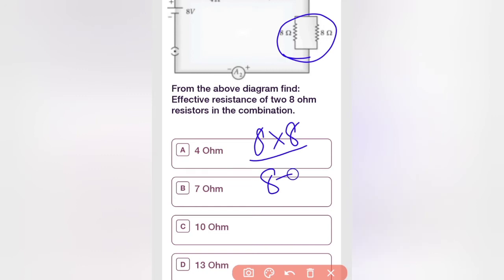The formula will be R1 into R2 divided by R1 plus R2. And it is of same resistance value, so you can take half of that. We have already seen. So 64 divided by 16 is going to be 4 ohm. So the total resistance would be 4 ohm. Okay, option A is the correct answer.